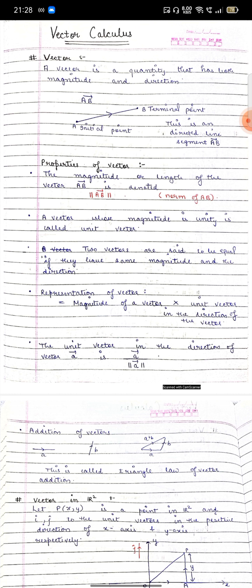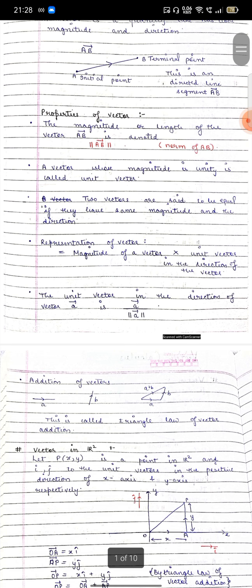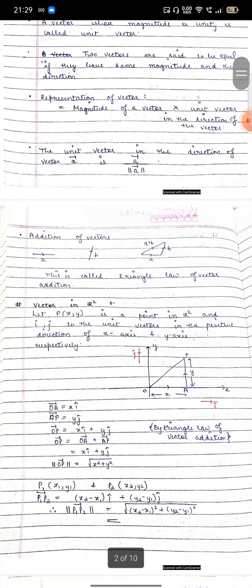Now some properties of vector. First, the magnitude or length of vector AB is denoted by mod AB vector, which is known as the norm of AB. Second, a vector whose magnitude is unity is called a unit vector. Third, two vectors are said to be equal if they have the same magnitude and direction. Fourth, representation of a vector is equal to the magnitude of the vector times the unit vector in the direction of the vector. Fifth, the unit vector in the direction of vector A is vector A upon mod A vector.